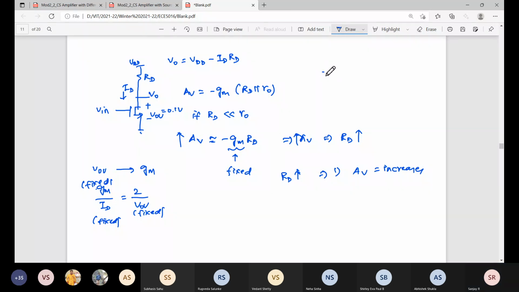What is the swing? With respect to the DC level, how much swing? So this is the DC level, and this is the swing. The DC level is decreasing, so definitely the swing will reduce. So when RD increases, the drawback is that the output swing reduces. We can get more gain, but at the cost of decreased output swing. Is it understandable?